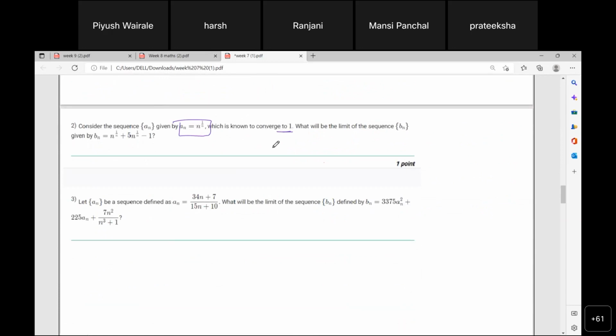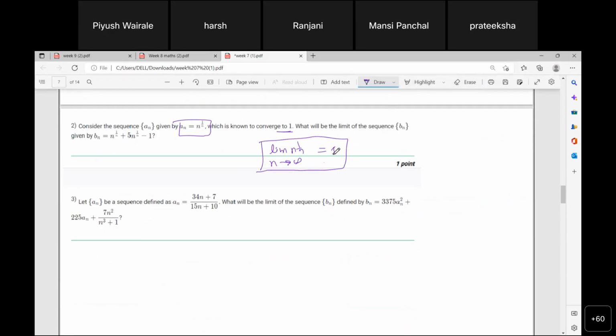So what is the meaning of this? If I take the limit of n to the power 1 by n as n tends to infinity, it will give me 1, right? It converges to 1. So this is given to me. Now what I have to find out is the limit of the sequence b_n. So how to do that?